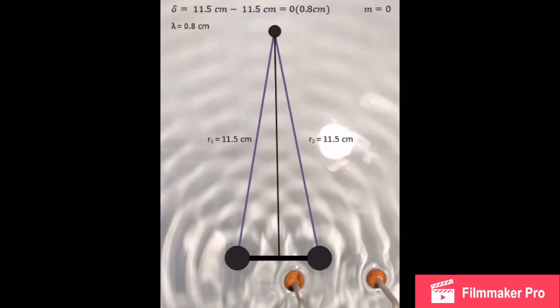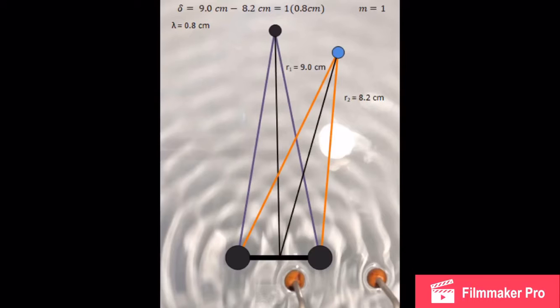For the 0th order maxima, the path lengths are both 11.5 centimeters and the wavelength is 0.8 centimeters. We can see from the formula that it does in fact equal the order times wavelength. For the second order number, we can measure R1 to be 9.0 centimeters and R2 to be 8.2 centimeters. The difference between them equals the wavelength. This can be repeated for each order number.